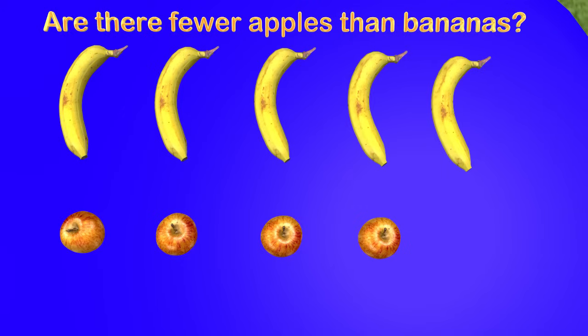If we count them, we see that we have 1, 2, 3, 4 apples, and we have 1, 2, 3, 4, 5 bananas. And 5 is more than 4, so we have fewer apples than bananas.